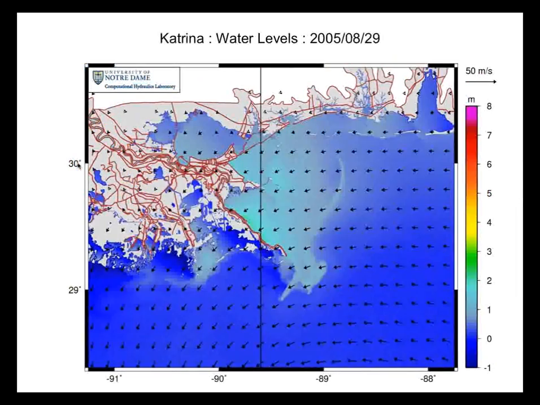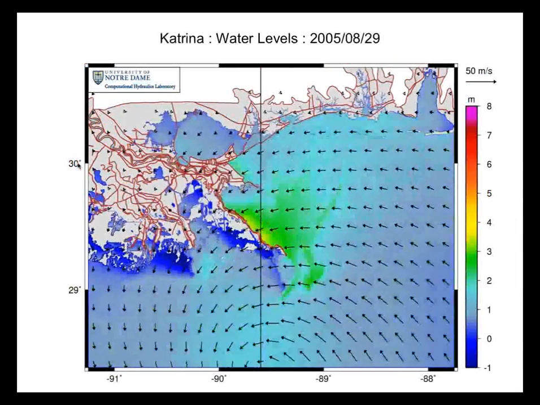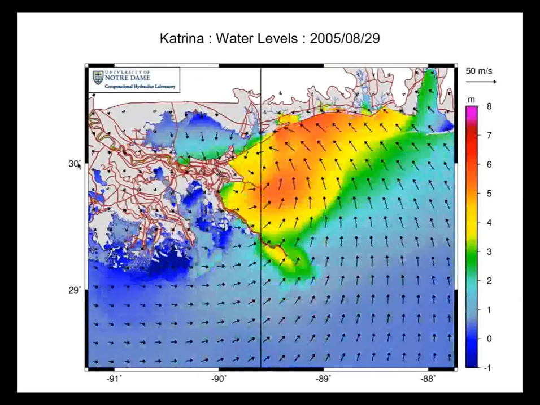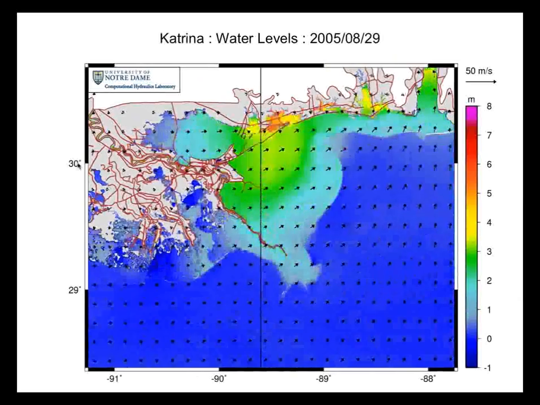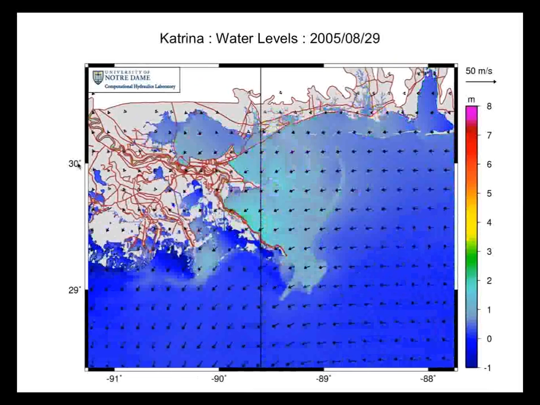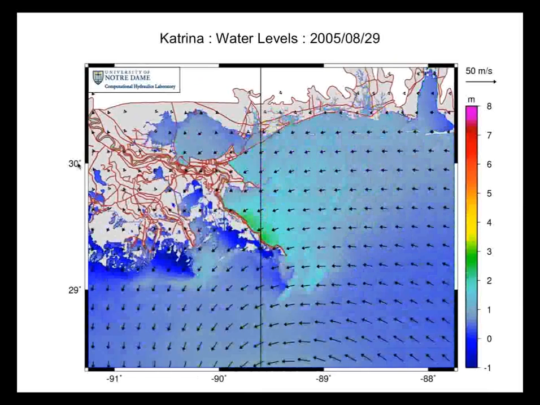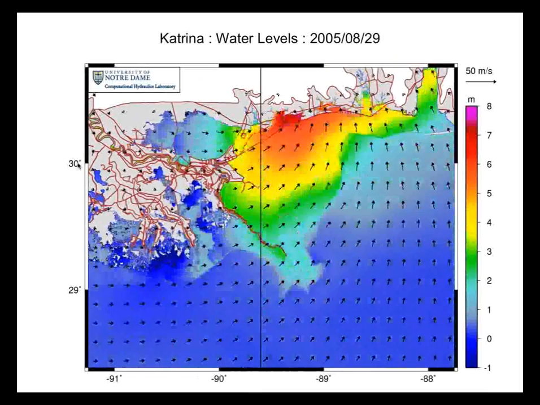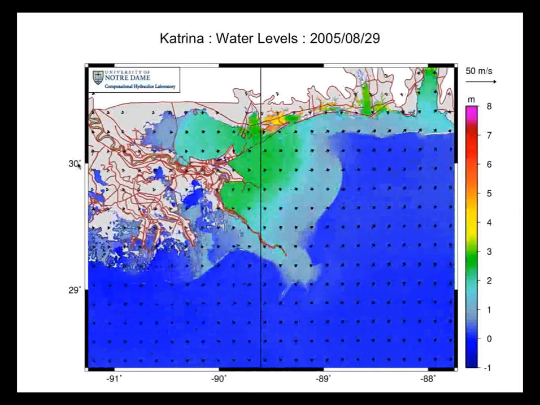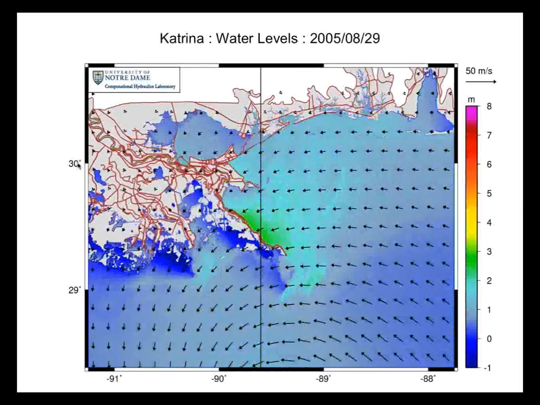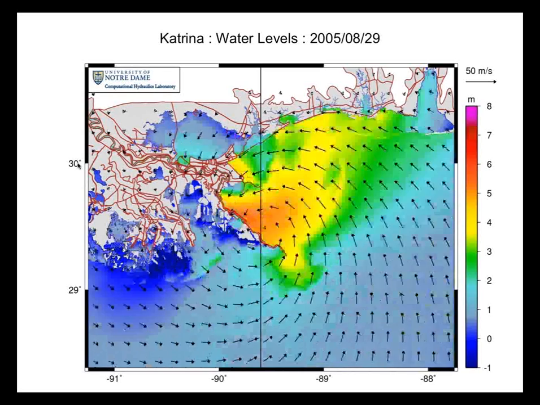Can you say how much time this is? This is probably about a day, well, between 12 and 18 hours. I can't remember the exact, but it made landfall early in the morning first in Louisiana, then it made landfall again later in the day in Mississippi.